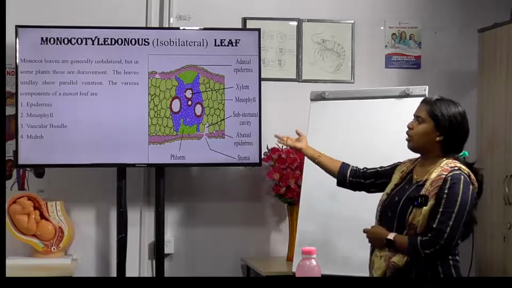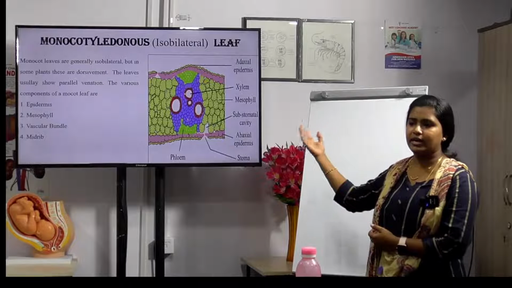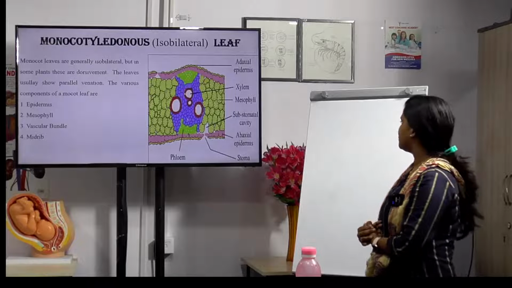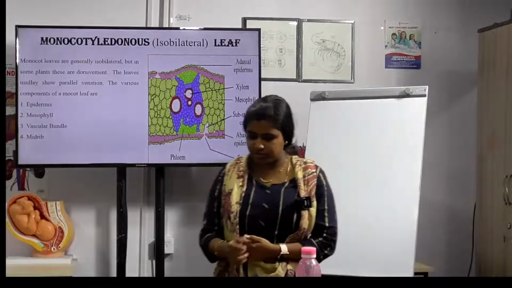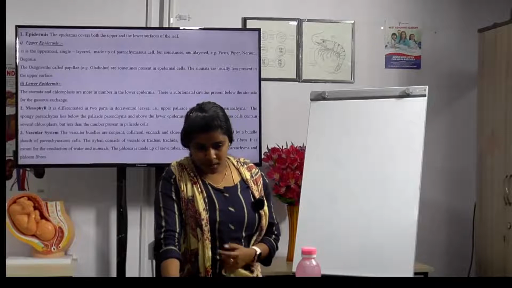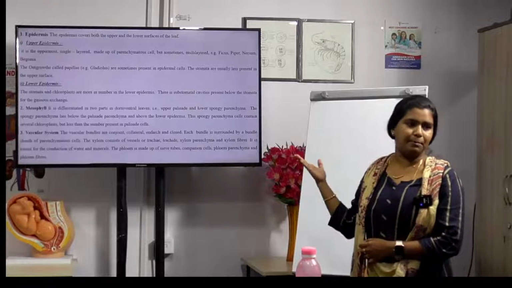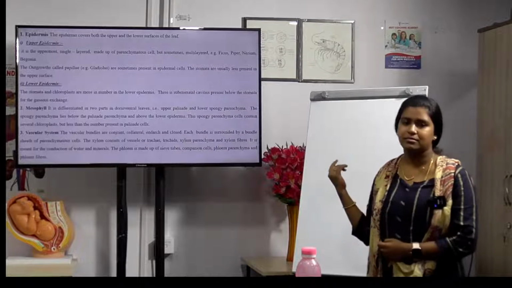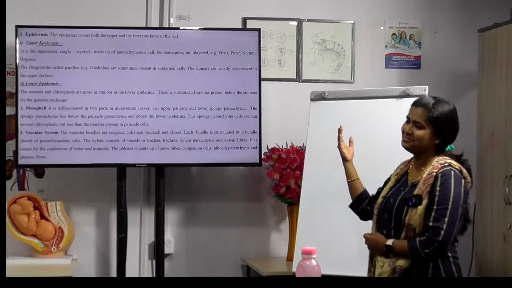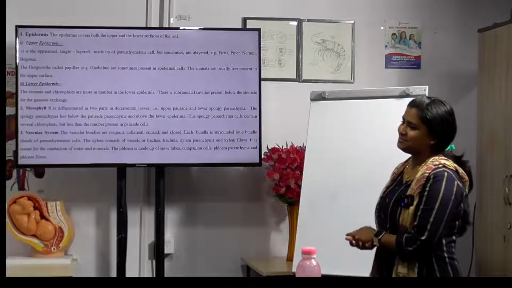The components are epidermis, mesophyll and vascular bundles, and they also contain a midrib. Can you find the midrib here? No. Okay, we'll see it in upcoming slides. The epidermis is divided into two: upper and lower. What is epidermis?